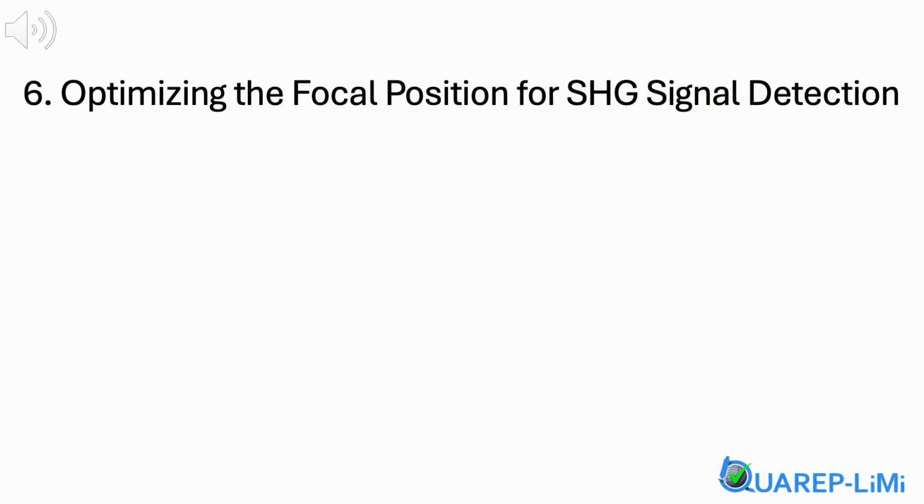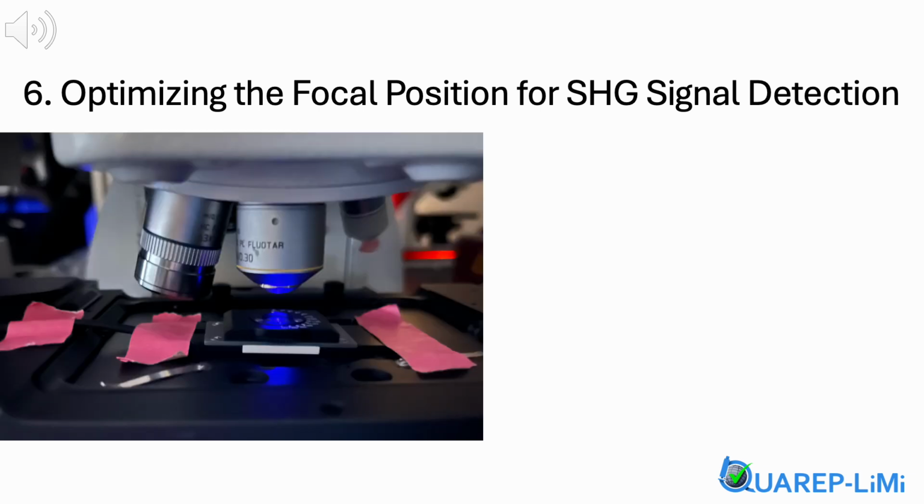Step 6. Optimizing the focal position for SHG signal detection. To minimize the risk of damaging components, begin with the sensor positioned below the focal point and gradually move it upward into focus. Since the BBO crystal is only 30 micrometers thick, any power changes during focal position optimization will manifest as a brief flash in the SHG signal.